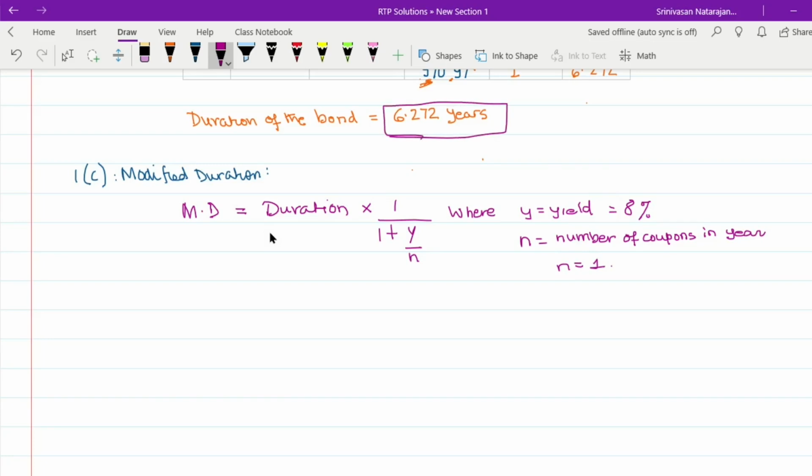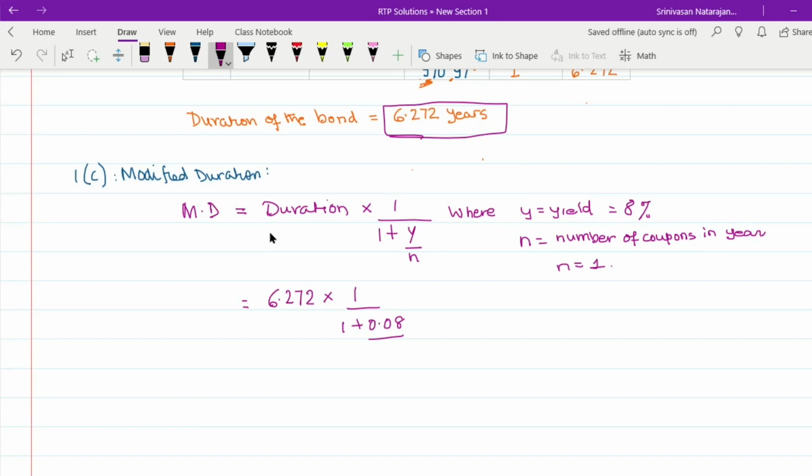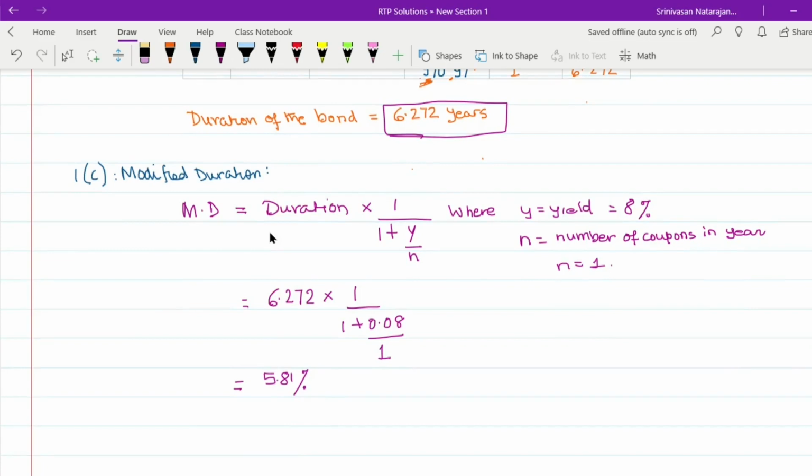Now, duration we already have calculated as 6.272 years. So now let's calculate the modified duration, which will be 6.272 into 1 upon 1 plus 0.08 whole thing divided by n, which in this case is 1. Now this gives us a modified duration of 5.81%. Now what does a modified duration tell you?